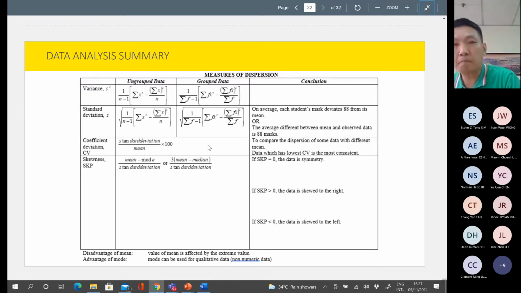Are you okay with CV? Any question on CV? So the unit of CV is in percentage. The final answer for CV is in percentage.